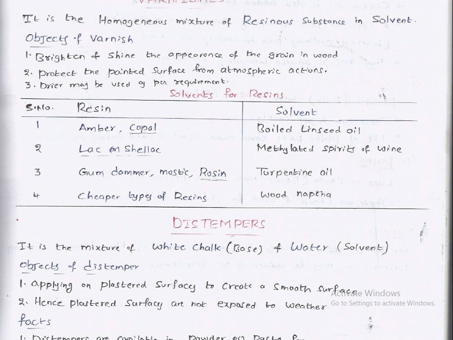Distemper, or what we call samosin. It is the mixture of white chalk base and water solvent. Objects of distemper: applying on plastered surface to create a smooth surface, hence plastered surfaces are not exposed to weather. Facts: distempers are available in powder or paste form. They are mixed with hot water before use. Distempers are cheaper than paints. Coloring pigments and dryer may be used as per requirements.